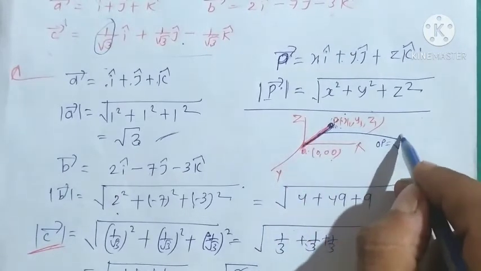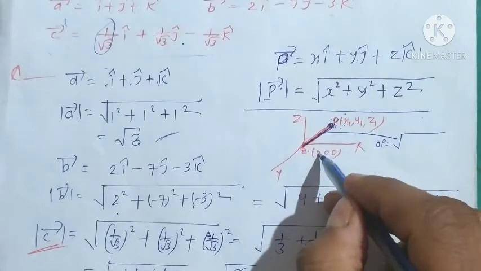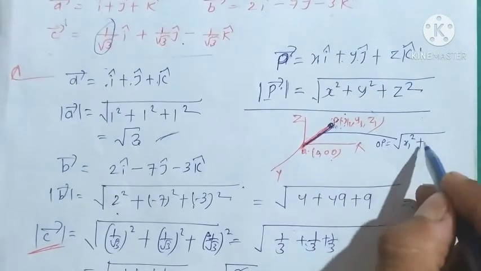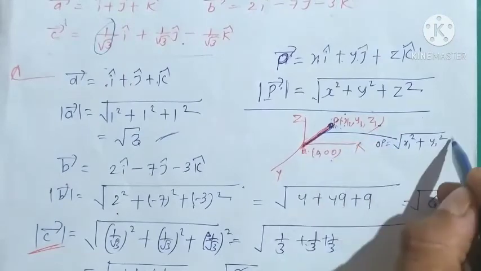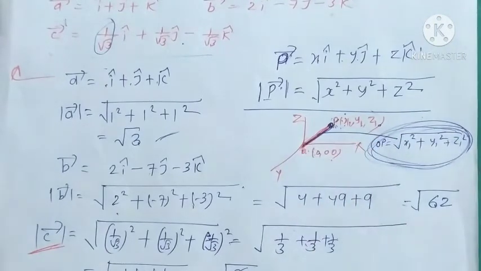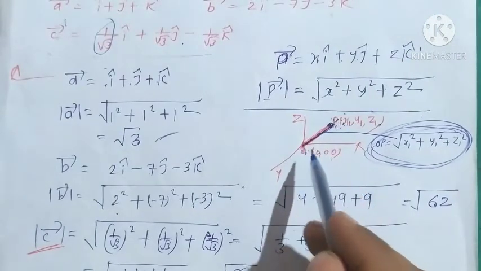What is the value of OP? x1 minus 0, finally x1 square. y1 minus 0, so y1 square. z1 minus 0, z1 square. So this is the magnitude value, the distance of this point P from the origin.